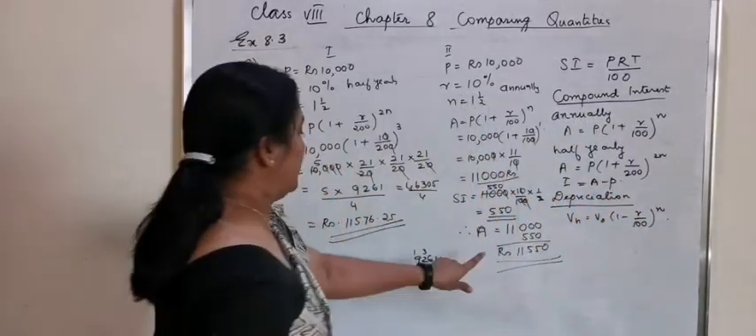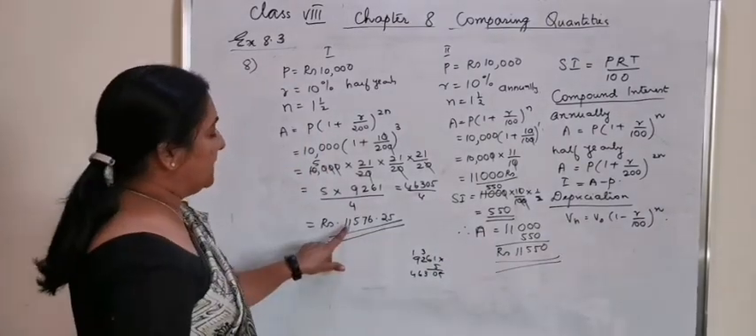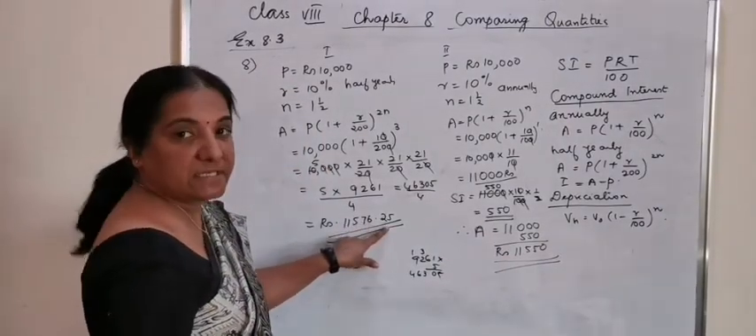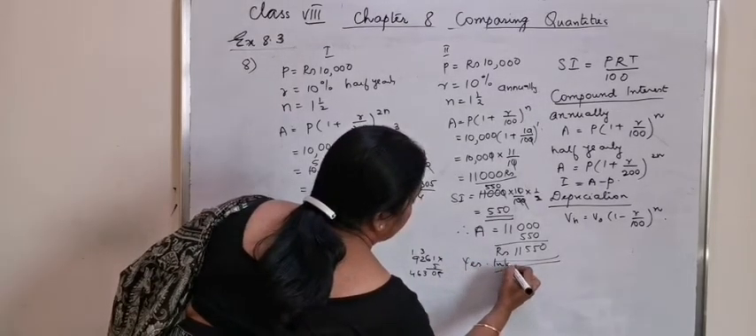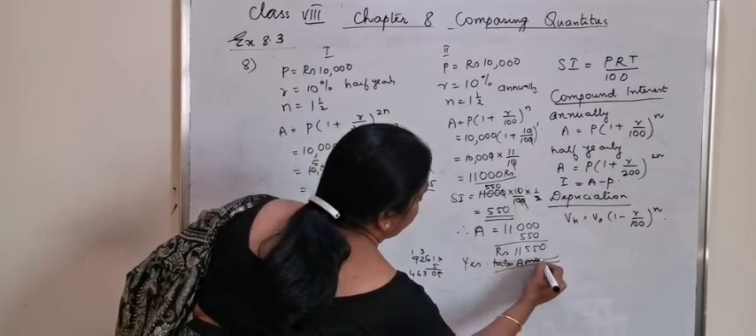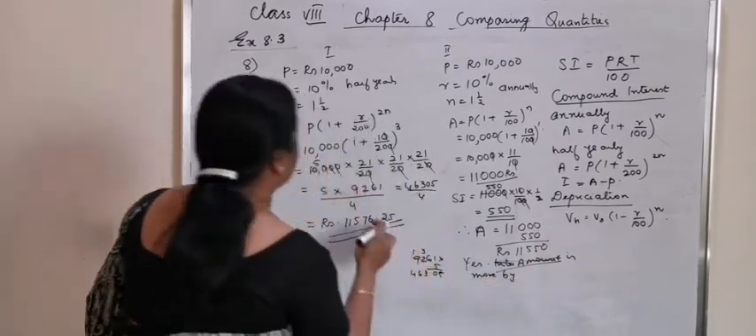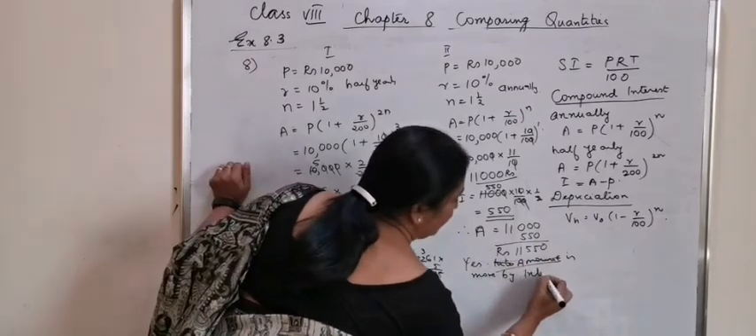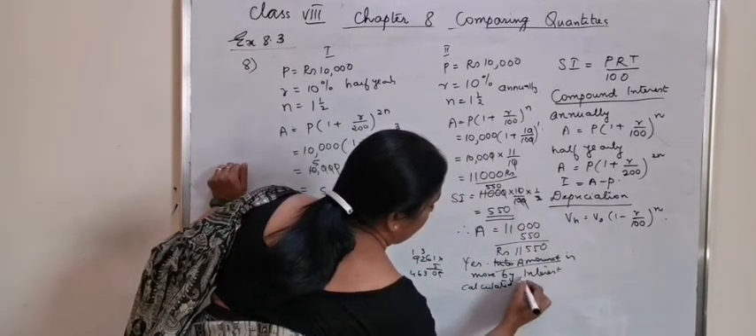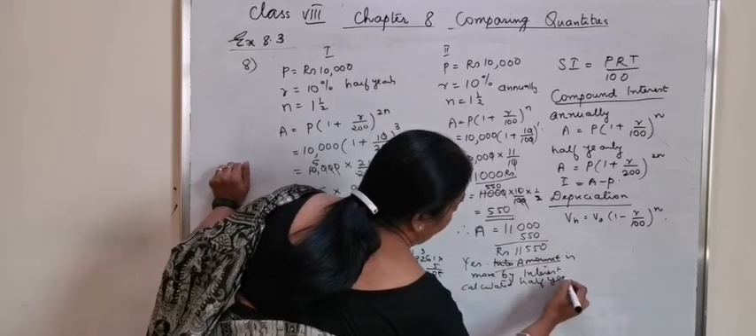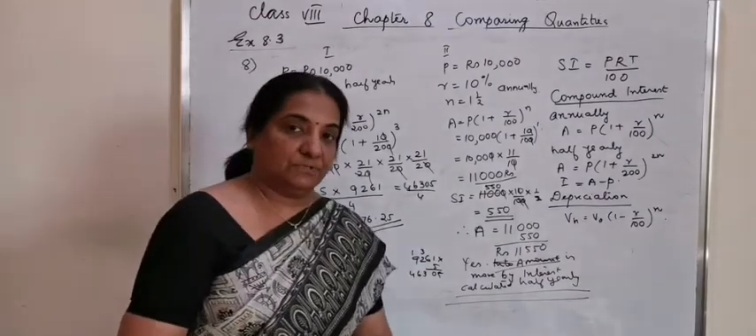And now the question is, would this interest be more than the interest if it was compounded annually? If compounded annually, the amount is 11,550, and if it is compounded half yearly, it is 11,576.25. Yes, the amount is more when interest is calculated half yearly. That will be the final conclusion.